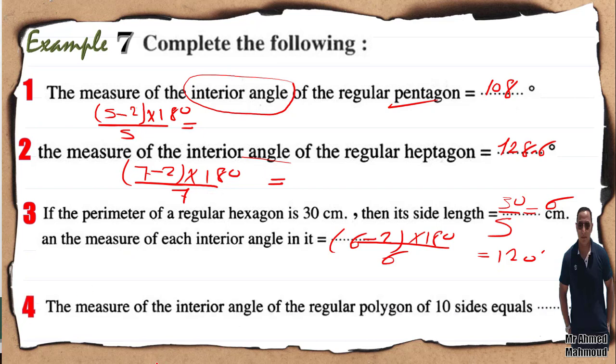The measure of the interior angle of a regular 10 sides polygon. So it is 10 minus 2 times 180 over 10. Okay, it's equal to 144 degrees.